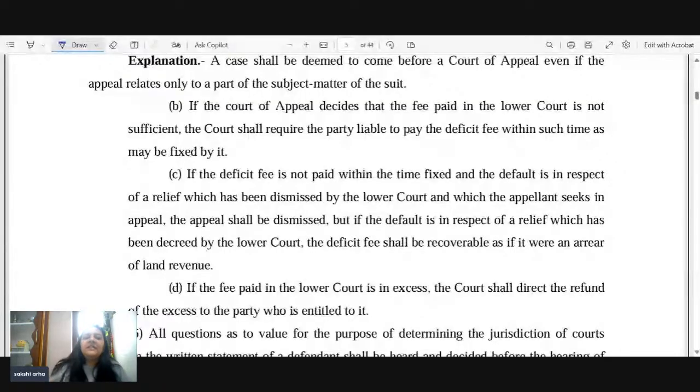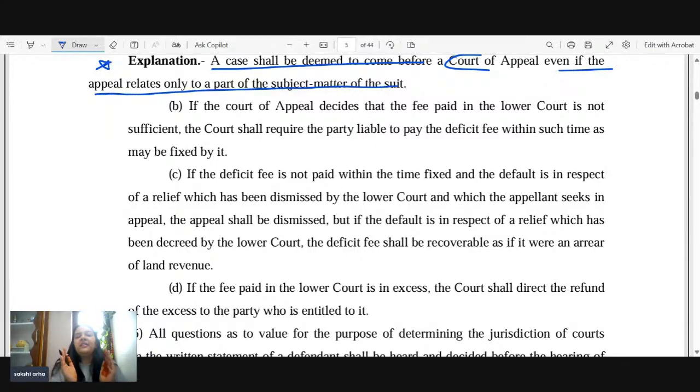Okay, now see, this is another thing which is very important, the explanation, which says a case shall be deemed to come before a court of appeal, even if the appeal relates only to a part of the subject matter. आपने अपील पूरे सब्जेक्ट मैटर को ना करके एक पार्ट के लिए ही की है, फिर भी माना जाएगा कि the court is having right to decide on the fees thing. If the court of appeal decides that the fee paid in the lower court is not sufficient, if appellate court thinks that the fee is not sufficient, then court shall require party to pay deficit fee within a particular time. Court कहेगा particular time में आके fees pay कर दो.